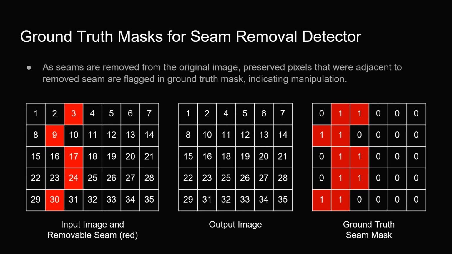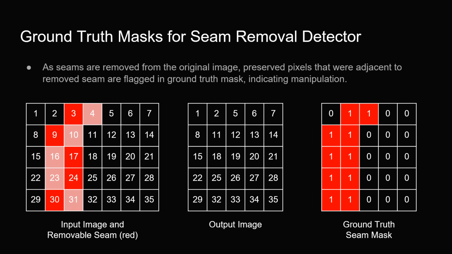In the output image, we see indices which were not part of the seam preserved, while the ground truth mask is generated such that any preserved pixel location in that output image that was next to a removed seam is flagged. For seam insertion, the ground truth mask is simply marked with the locations of the inserted seams.